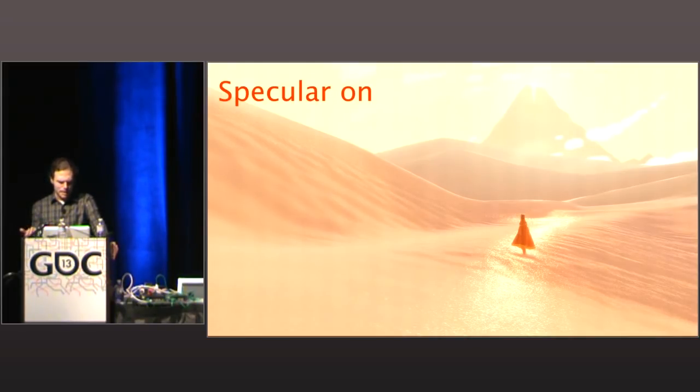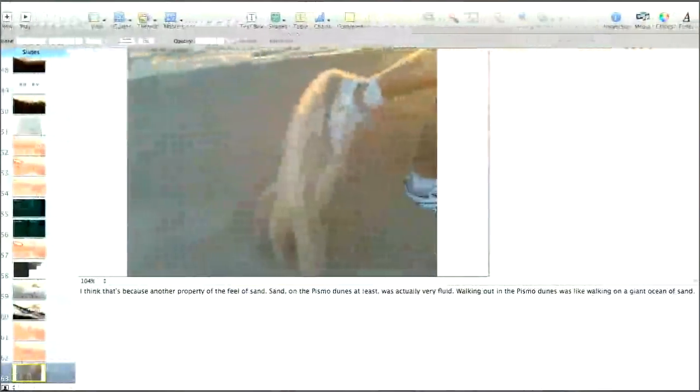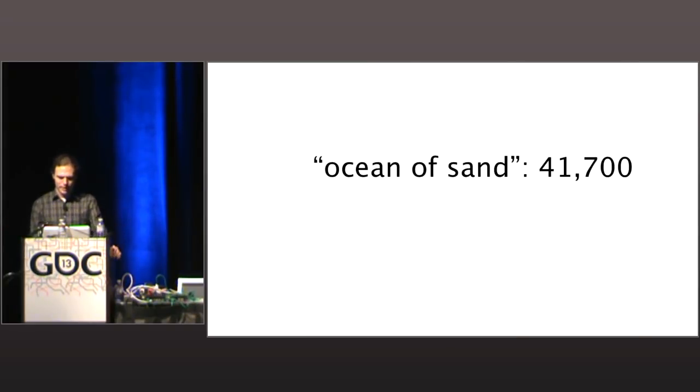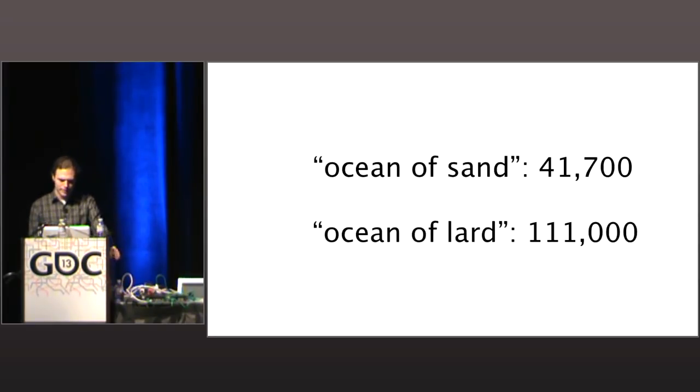And so I think maybe one of the reasons is that when you're actually out in the dunes, it has this very fluid kind of feeling. This is a video from our Pismo trip, and you can just see the sand is rolling down the hill, or it's flowing down the hill. You sink into it. It feels like a fluid. And when you're standing on top of the dunes, you really get this feeling like you're actually in an ocean of sand, which is not a unique idea. There are quite a few hits for that when you search it on Google, nearly as many as Ocean of Lard.